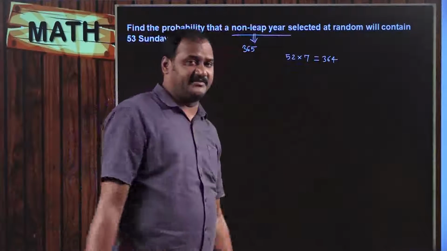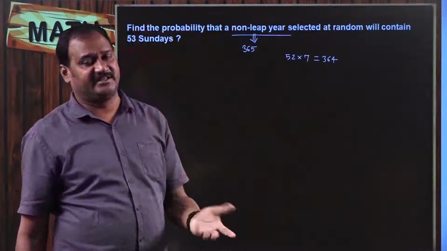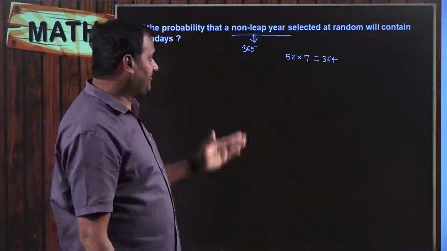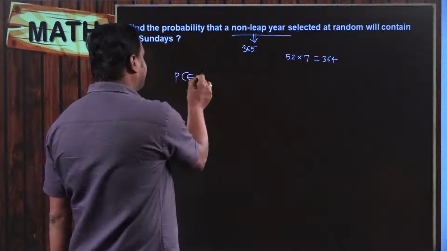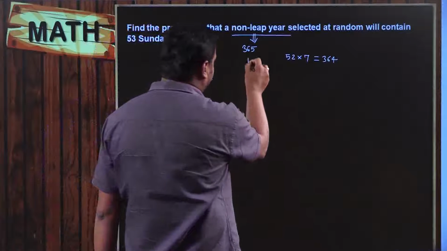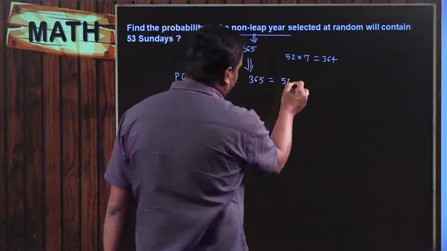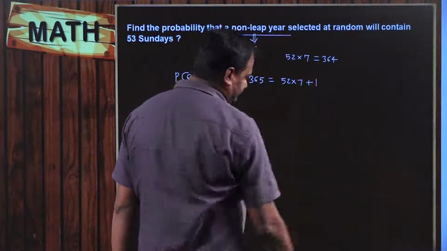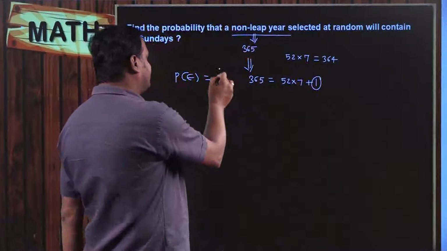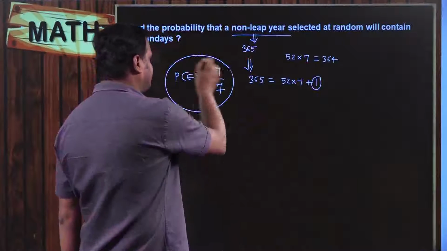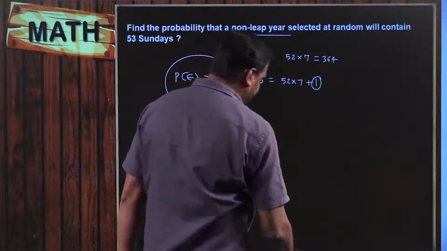So that 1 day can be either Sunday or Monday or Tuesday or Wednesday or Thursday or Friday or Saturday. Again, there are 7 possible outcomes. So therefore, you can write this 365 as 52 into 7 plus 1. So we are talking about only this 1 day. Therefore probability of getting this event is equal to 1 out of 7. As simple as that. Okay, right. So moving on to the next problem.